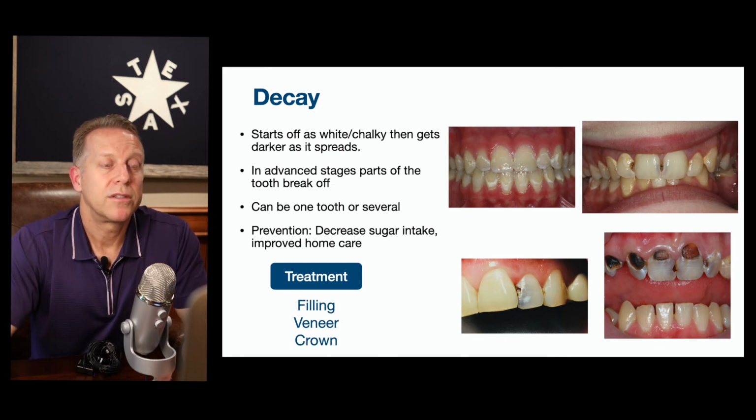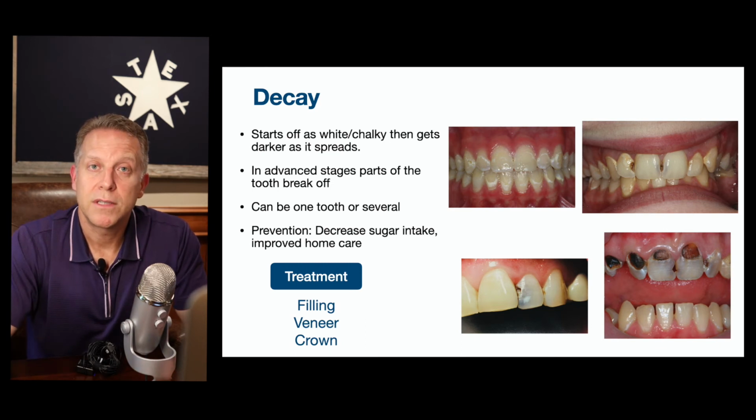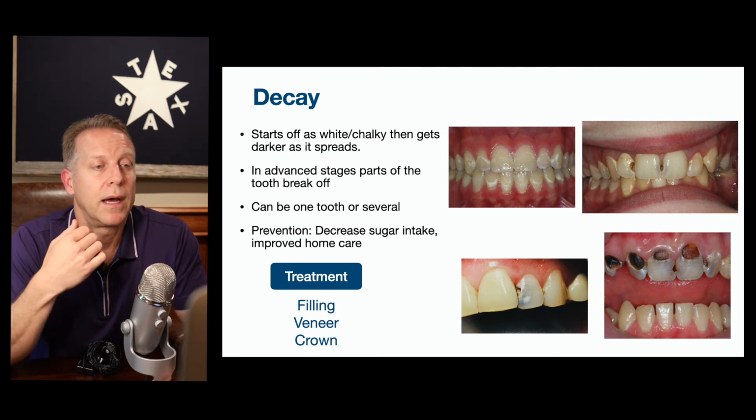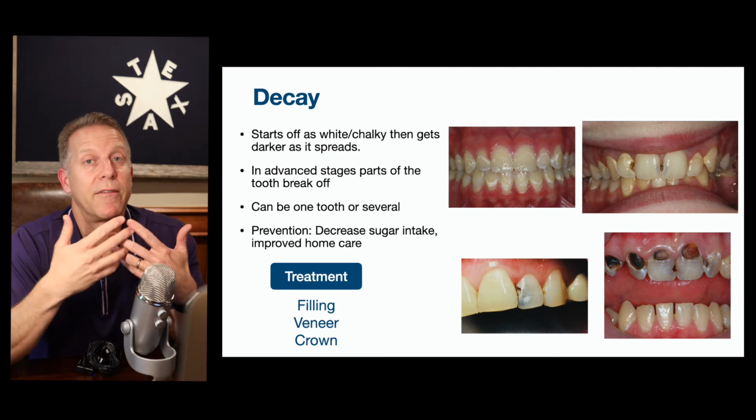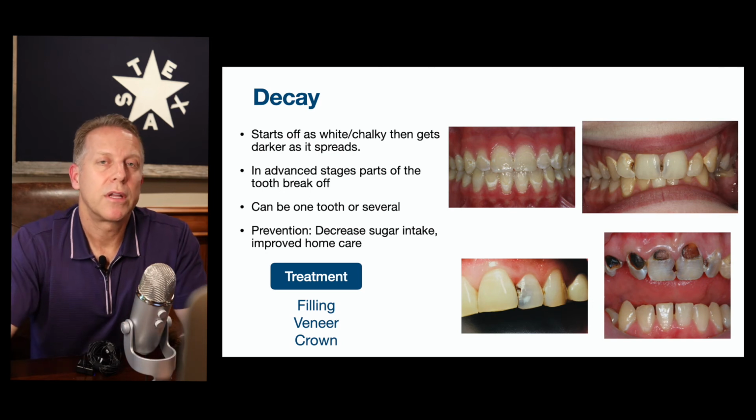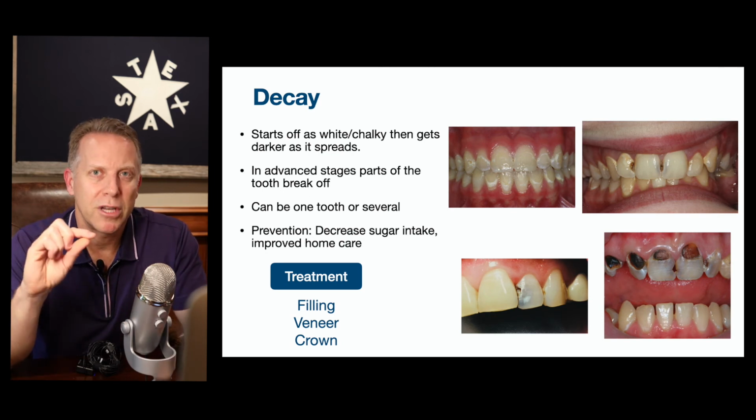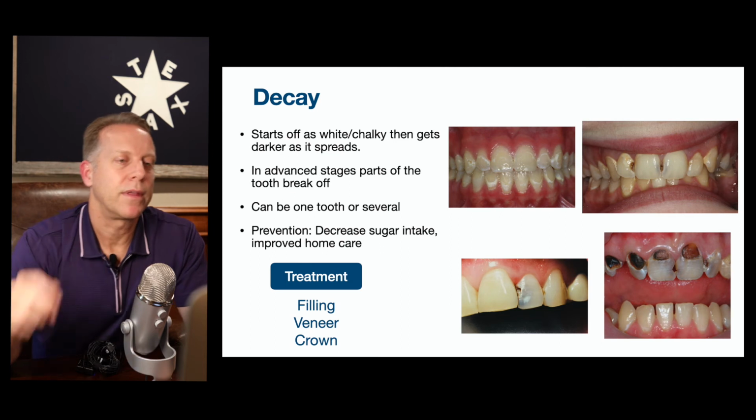So advanced stages of tooth decay can actually cause the teeth to break away. This can be done in one tooth or it can be several teeth. It can be almost generalized if they have a whole bunch of teeth, but usually you can spot what's going on because there's going to be actually a hole in the tooth itself.